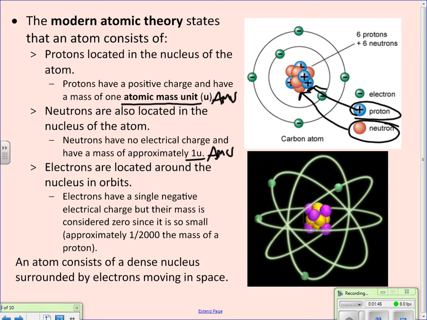Electrons. Electrons are located around the nucleus, and they're located in orbits. They have a negative charge. Their mass is so small that we consider them to be near zero, or consider them zero. It's about 1/2000th the mass of a proton. And so electrons would be located here, outside of the nucleus. So we can imagine that an atom consists of a dense nucleus surrounded by electrons moving in space. And this diagram here is a good representation of an atom. We can make out the dense nucleus, and we can make out the electrons orbiting around it.